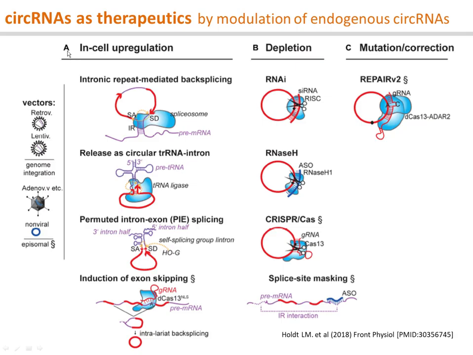With their pathophysiological roles in human diseases, using circular RNAs as therapeutic agents or targets are now put on the agenda. There are two major camps of developing circular RNA drugs. One is to manipulate either up or down regulation of endogenous circular RNAs in the cells.